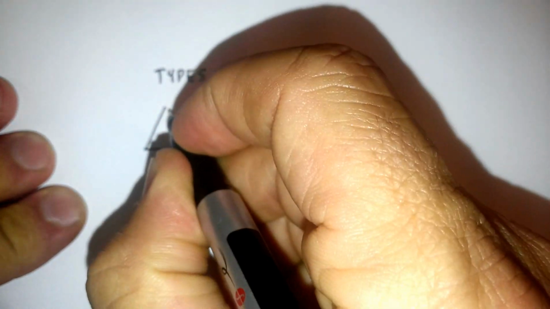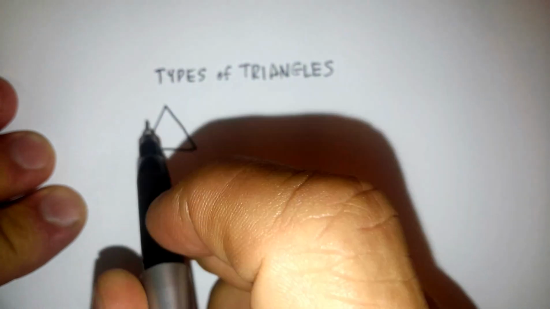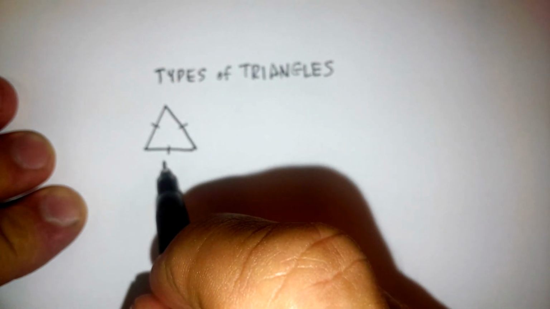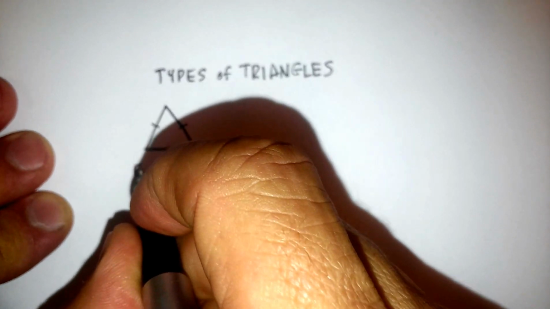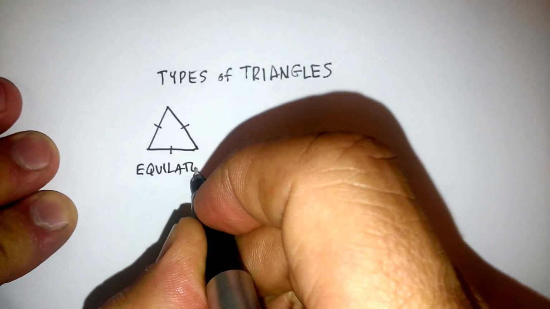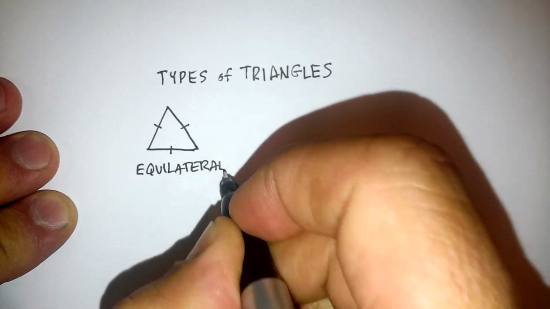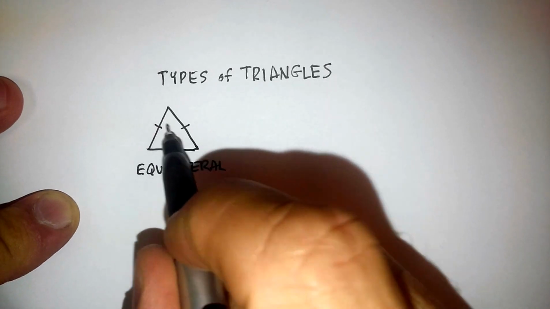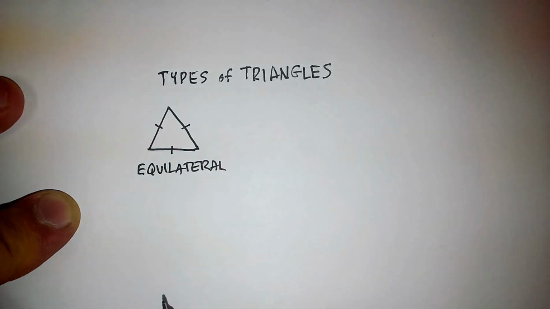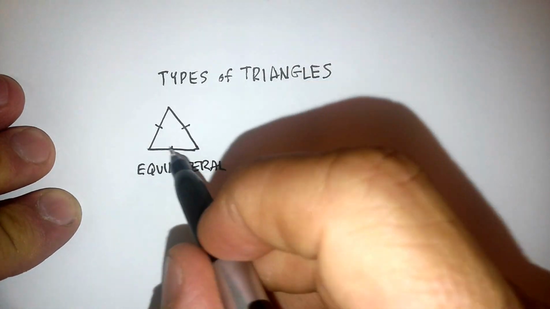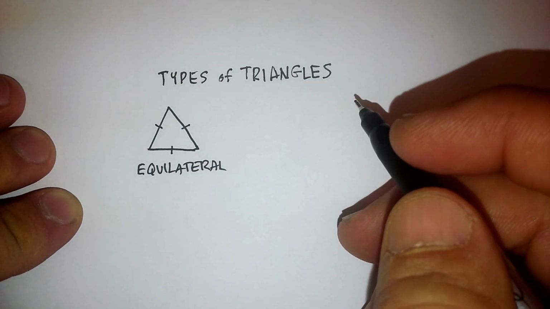Probably one of the easiest types of triangles is one where all 3 sides are equal to one another. And that's called an equilateral triangle. Okay. And again, all 3 sides have to be equal, and you can tell that by these little marks here. If they're the same, that means it's the same quantity or length. All right.